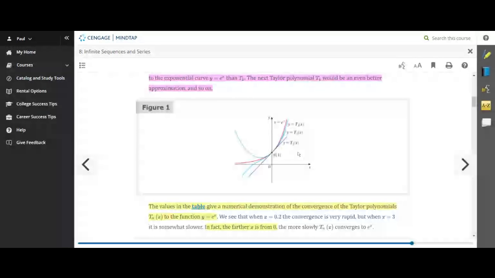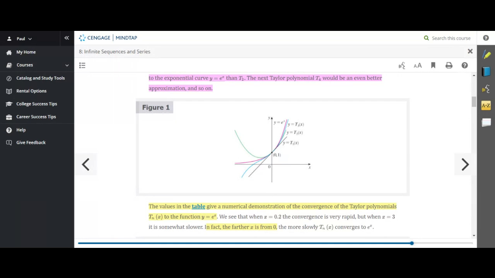And in the picture here, what they've done, in fact, in figure 1, is they've graphed e to the x, that function, along with the first 3 Taylor polynomials.